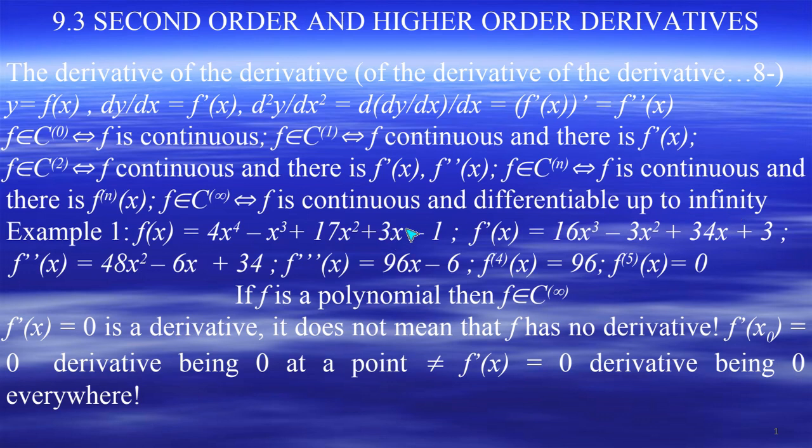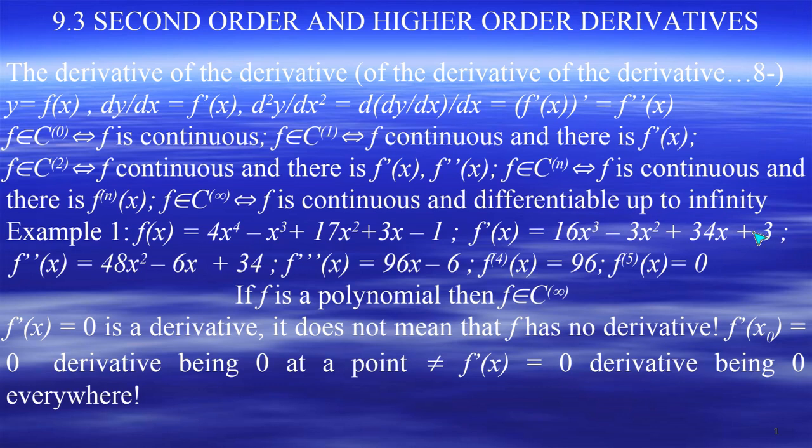And 3x, x is x to the power 1, just put 1 in front, 1 times 3 is 3, and x to the power 0, which is 1, 3 times 1, 3. And minus 1 is constant, its derivative is 0. So the first derivative of this polynomial is 16x to the power 3 minus 3x to the power 2 plus 34x plus 3. Or you can also say 16x cubed minus 3x squared plus 34x plus 3.